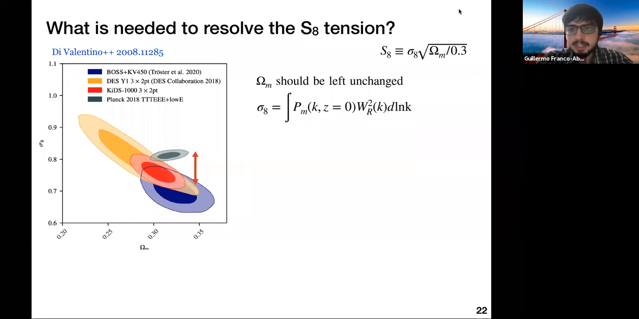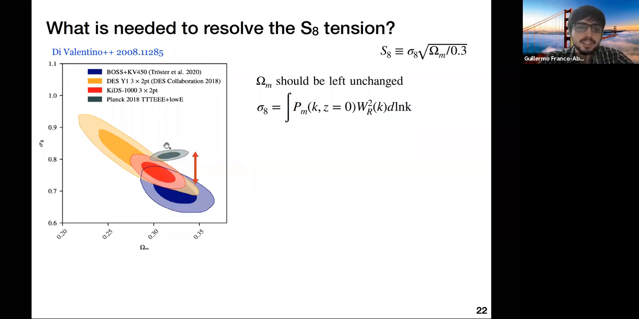So here I'm reminding the expression for the S8 parameter that is given by this combination of omega matter and sigma 8. And yes, there have been some recent analyses that have combined results of weak lensing from KiDS and results of galaxy clustering from BOSS and have led to what is shown here in red, to this red contour. And now I want you to have a look at this red contour and compare with this green contour that is showing us the determination of sigma 8 and omega matter from Planck.